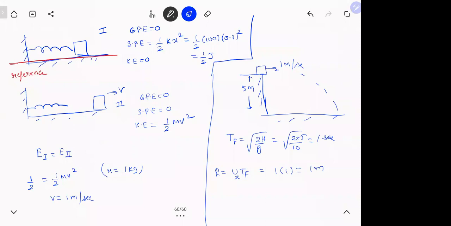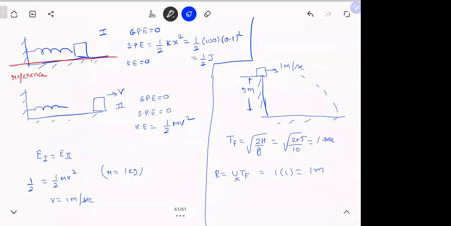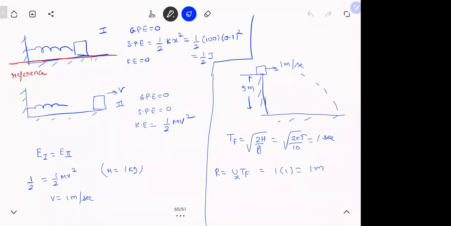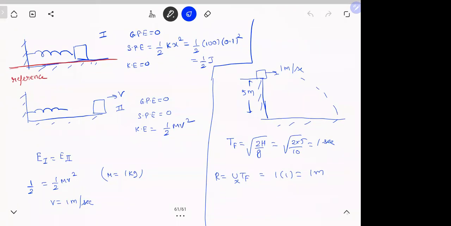Clear? Next one. So 1 second, can you go back to the brief? I'm done. Similar thing.